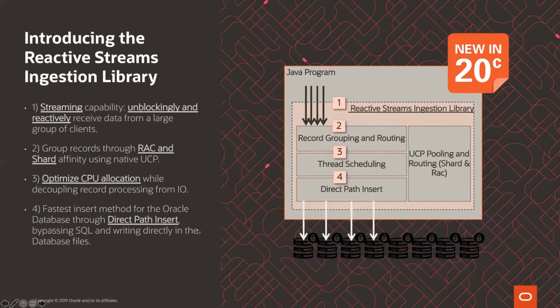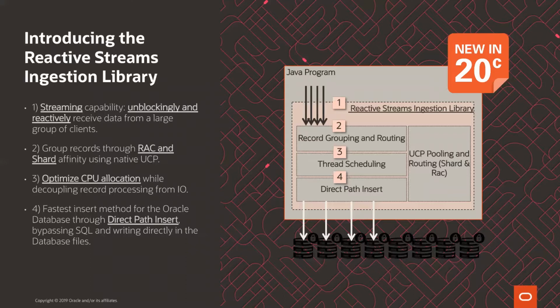So what are the features of the RSI library? First of all, it provides a streaming capability, right? To be able to stream records into the database without blocking. Second, it allows you to group the records to not only improve performance by grouping them and using batch streaming, but also to route depending on the topology, right?